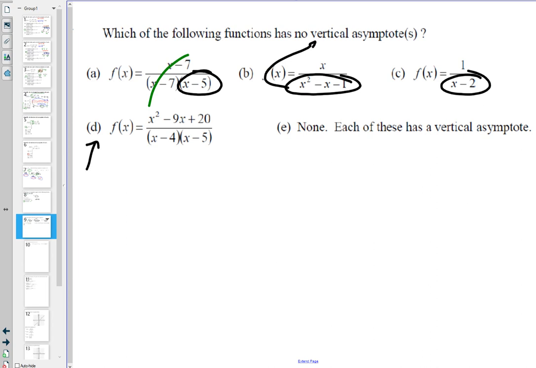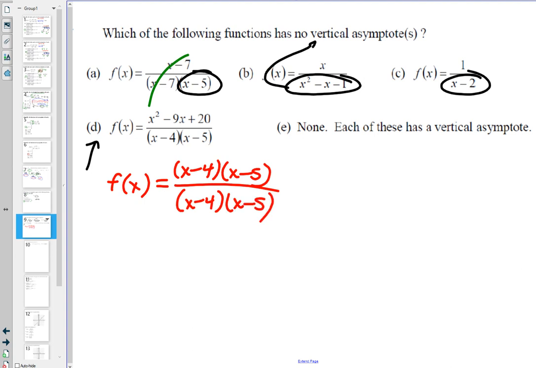A lot of you were tempted to pick E, but if you look at D, the denominator is already factored, and if you factor the numerator, you also get x minus 4, x minus 5. There are two discontinuities, but because they are both removable, what types of discontinuities are those? Yeah, they're both holes. So which one of these has no vertical asymptote?